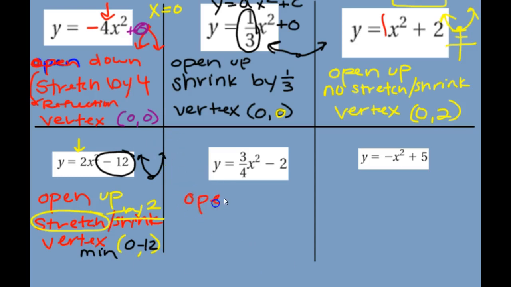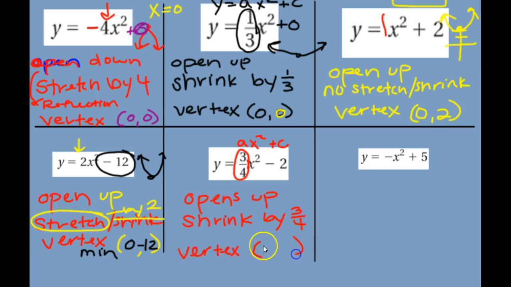Next, which way does this graph open? A is positive. We have ax squared plus c. A is a positive, so it opens up. This one, a is 3/4, which is less than 1, which means it's going to be a shrink by a factor of 3/4. And then our vertex, it is the point 0, down 2. C tells us our vertex right now. We know this graph opens up, so our vertex is going to be the lowest point, or a minimum.